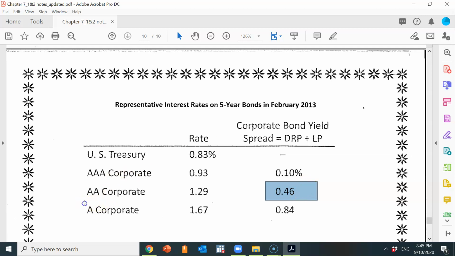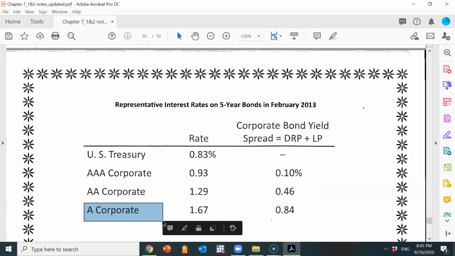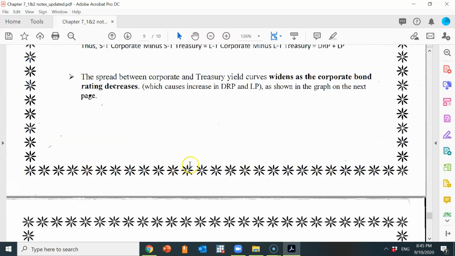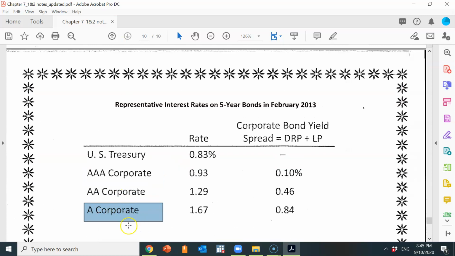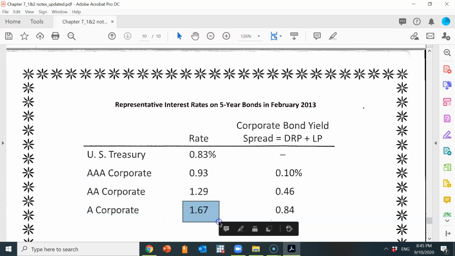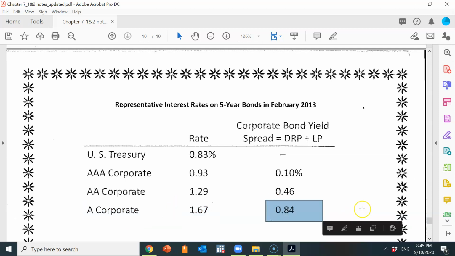Okay, we continue to the single A corporate bond. It has even higher risk, and the rating is also worse. The rating decreases, so the interest rate goes up again because of the higher risk. And the corporate bond yield spread, DRP plus LP, is 0.84.